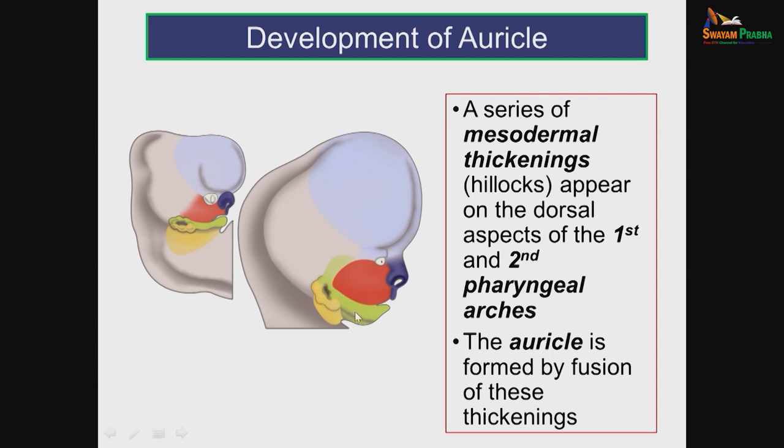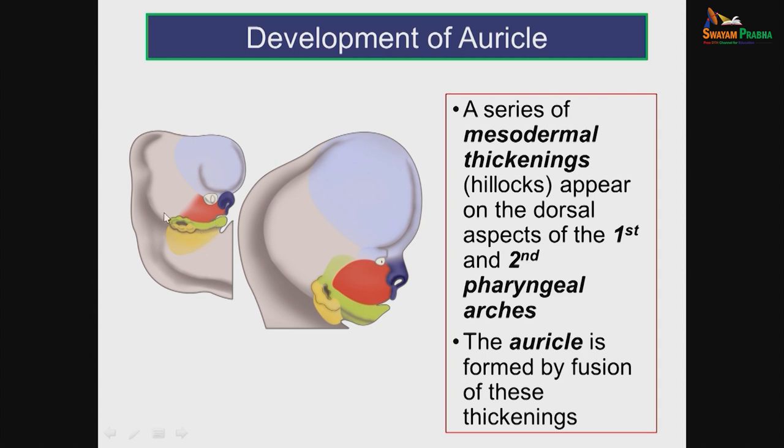Coming to the development of the auricle, you can see in this picture that there are mesodermal thickenings which are formed. These are called hillocks, auricular hillocks. Where do they appear? They appear on the dorsal aspects of the first and second arch. This is the first arch, the two processes of the first arch you are seeing. Here is the developing second arch.